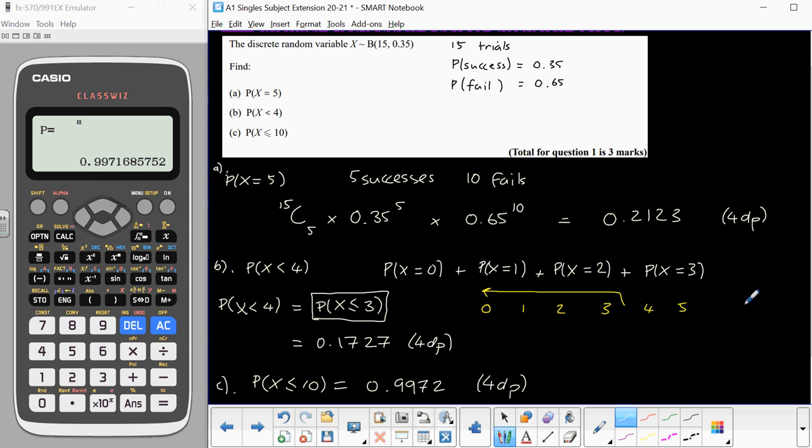So that's the basics then of using the calculator to find your answers for a binomial distribution. And I hope it makes sense why we need this 15C5 function. We only need it when we're doing an equal to calculation, all right? Anything else with an inequality, we're going to use the calculator.